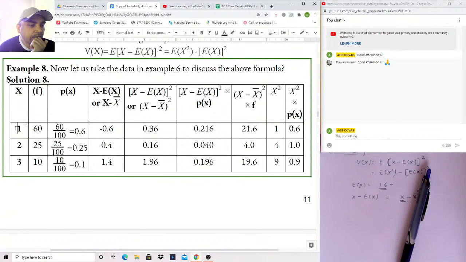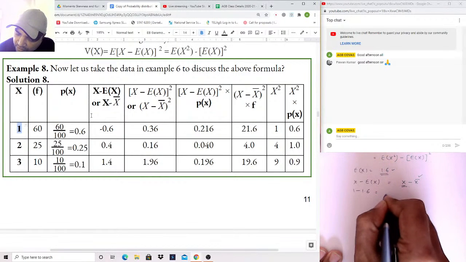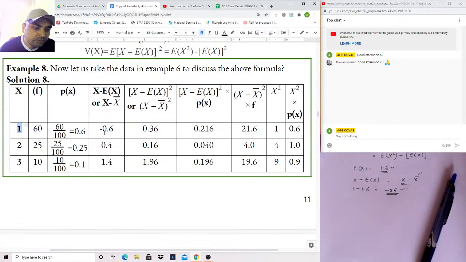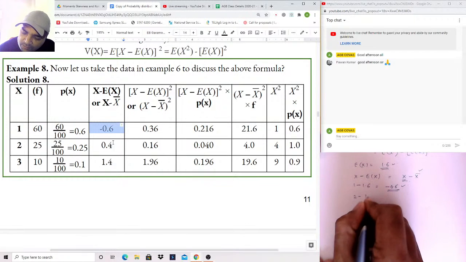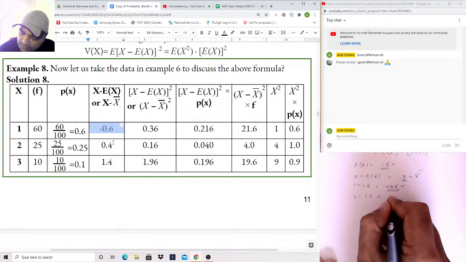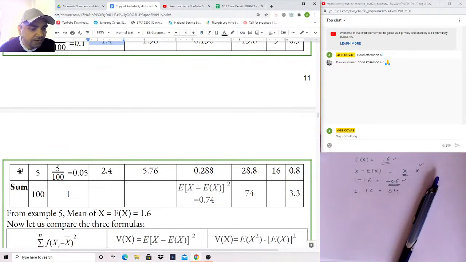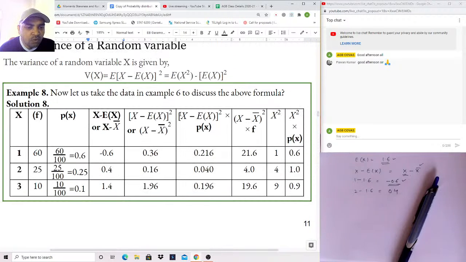So when you will be deducting 1.6 from 1, so 1 minus 1.6, we will be getting minus 0.6. Okay, this one. When you will be deducting 2 minus 1.6, you will be getting 0.4. When you will be deducting from 3, you will be getting 1.4, and when you will be deducting from 4, you will be getting 2.4. Okay, now let us make a square of this.